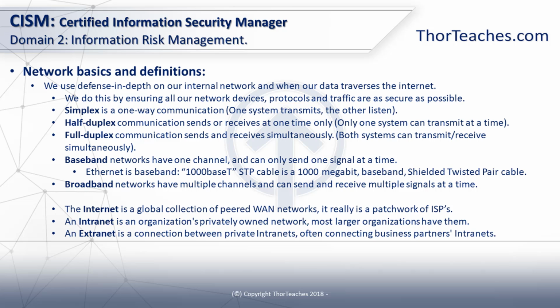In baseband networks, we have one channel. We can only send one signal at a time, and this is what we most commonly use. Ethernet is baseband. So 1000BASE-T shielded twisted pair cable is really just 1000 megabit baseband shielded twisted pair cable. If we talk about broadband, they have multiple channels. They can send and receive multiple signals at a time. We're going to go a little more in depth with these later, but for now just understand the concepts and how communication over each of them functions.